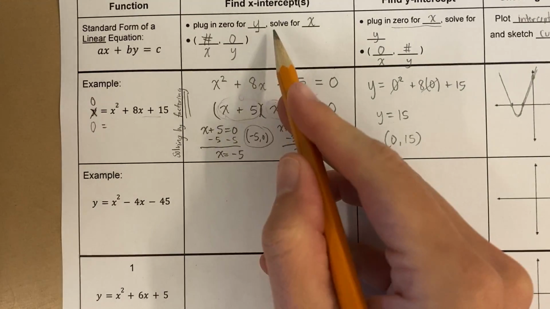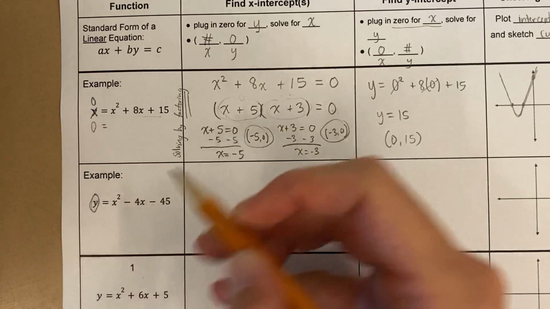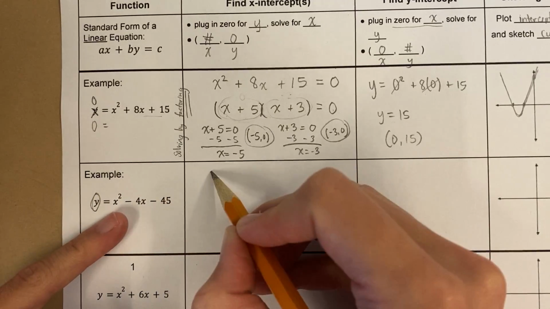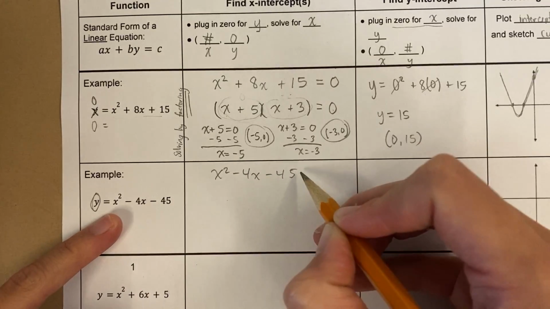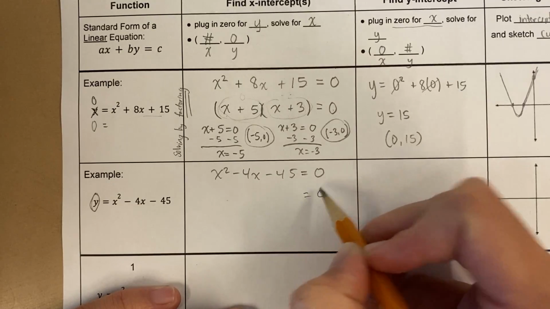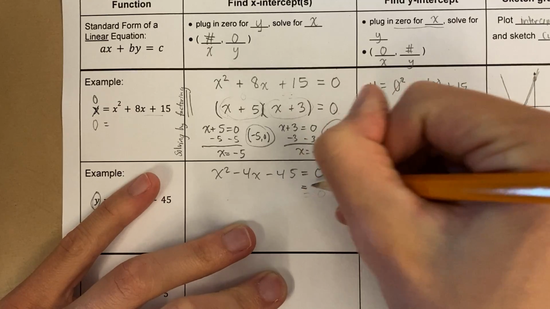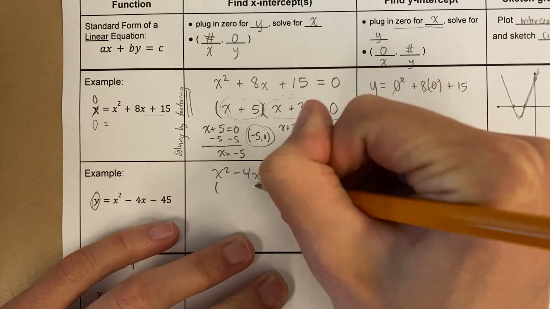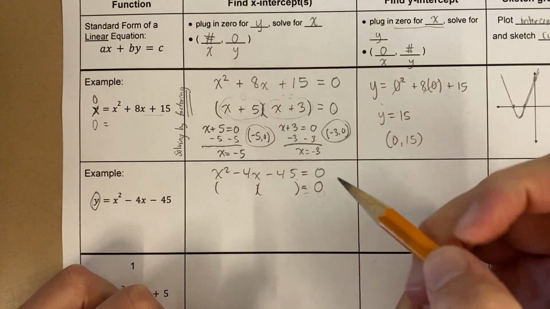Now look, the first thing I'm doing is I'm plugging in 0 for y. So I'm taking this y and I'm making it a 0. So instead of x squared minus 4x minus 45 equaling y, it equals 0. Okay, so now I'm going to factor this. I'm going to put it up a little closer so I have a little bit more space below. I need two numbers that multiply to negative 45 and add to negative 4.